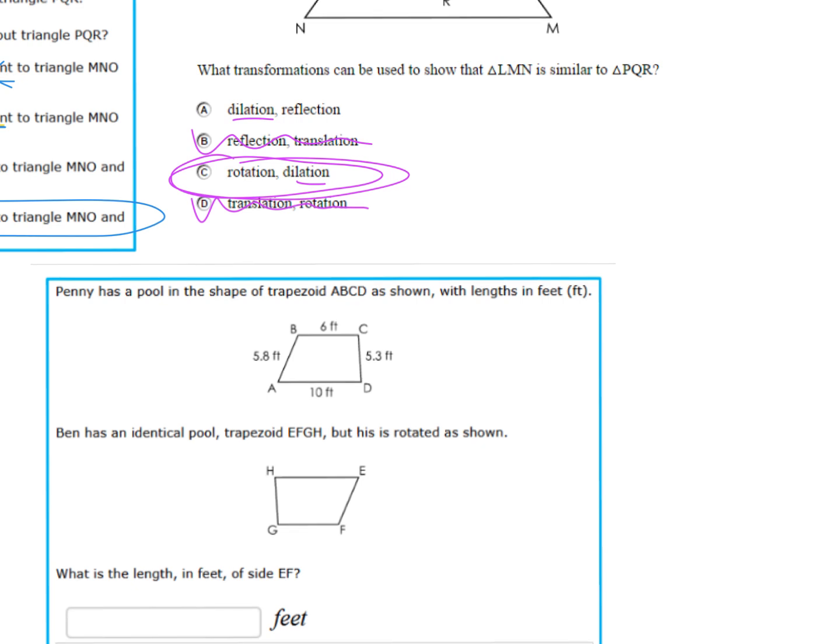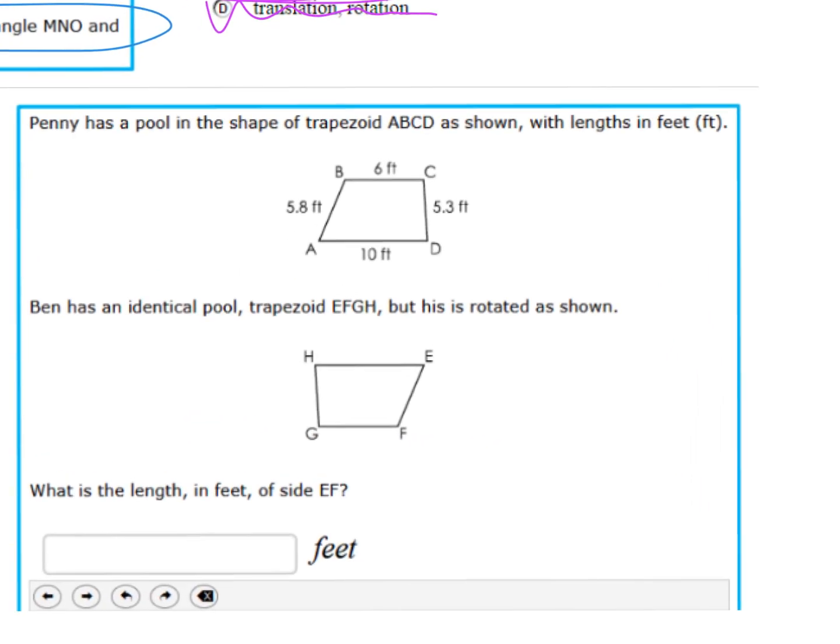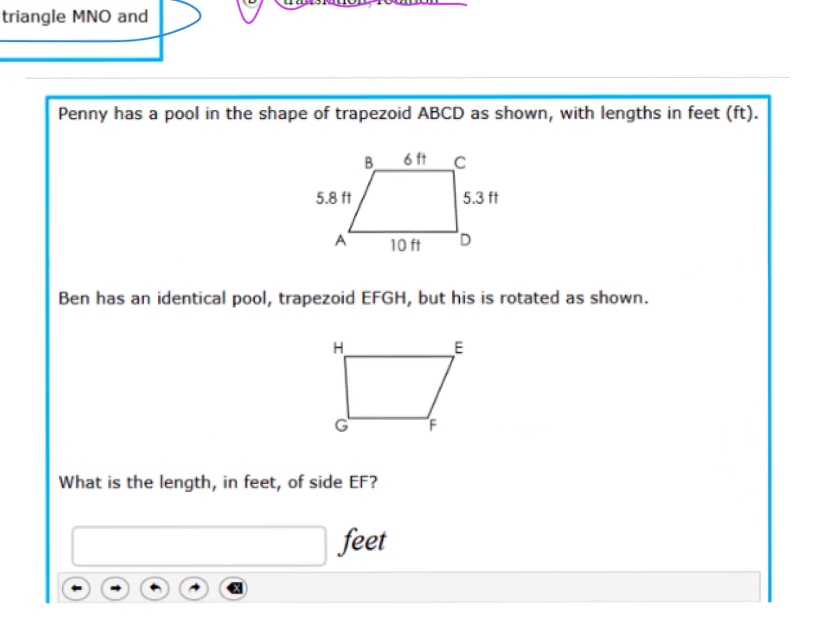Okay, last question. Penny has a pool that's shaped as a trapezoid with lengths in feet, and Ben has an identical pool and it's rotated as shown. So it turns around. What is the length of EF? Okay, so EF right here, that aligns right there with AB. So this is 1.8 feet.